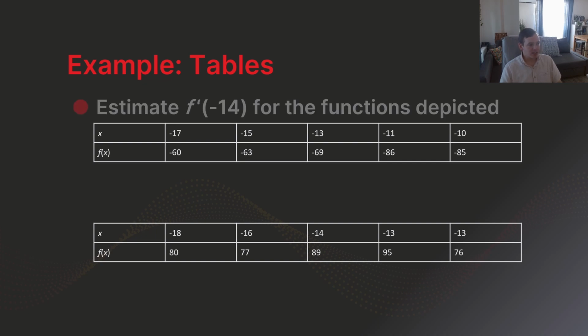All right, let's look at tables. Estimate f prime of -14 for the functions depicted. So these are tables. They're telling me a bunch of values for them. If I look at f prime of -14, where does that fall on my table? That's going to be in between -15 and -13. Those are the closest two values I can use. So I'm just going to do the difference quotient there.